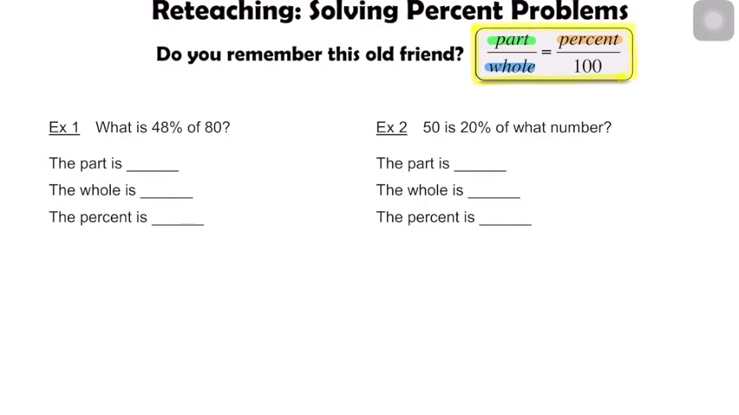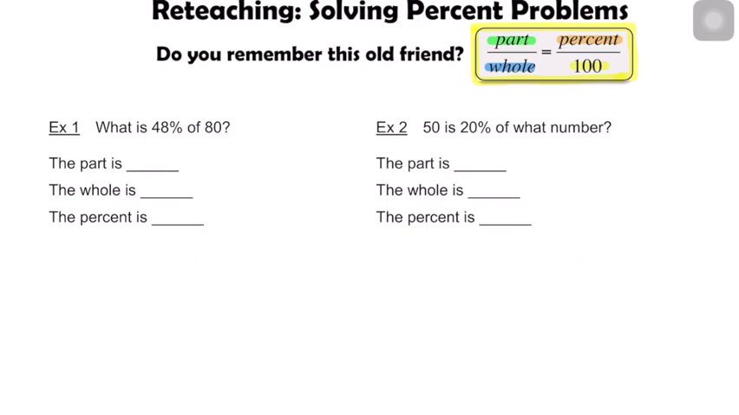Okay? Now in order to solve these problems, you have to be able to identify, well, what is the part, what is the whole, and what is the percent. Now, the 100 is always going to be in that part of your proportion, so you're only really looking for 3 numbers to fill in. So let's start off with example 1.